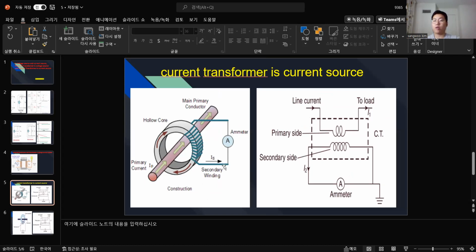To check how much current there is, we want to know, right? It depends on the purpose of how to use it, but we want to know how big the current is. That's the current transformer's purpose. Okay. So look at that. What I'm saying is, why is it a current source?